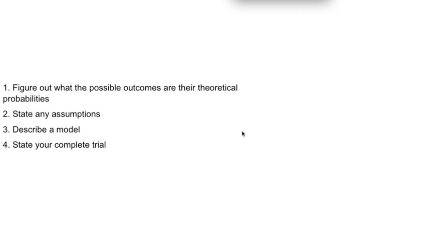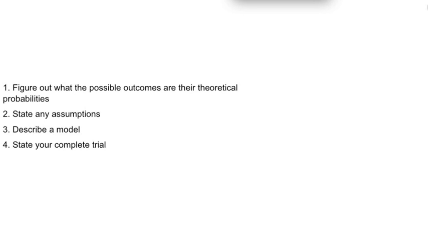First, figure out what the possible outcomes are and their theoretical probabilities. 2. State any assumptions. This could be how many trials or how much information the person knows. 3. Describe a model. This is how you are going to test the information they gave you. And 4. State your complete trial, which is what you are going to do and what you think the outcome will be. Basically 1, 2, and 3 all together.